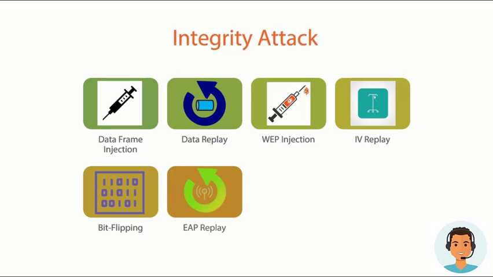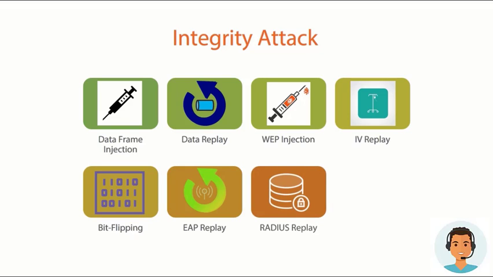Another type of attack is the EAP replay attack. This is where we capture packets during the EAP authentication process and simply inject them back into the network to gain access. It's kind of the same concept when it comes to RADIUS replay. This is where we capture the communication channel between the access point and the authentication server. Remember we talked about RADIUS servers? We can later replay that interaction to see if we can gain access.